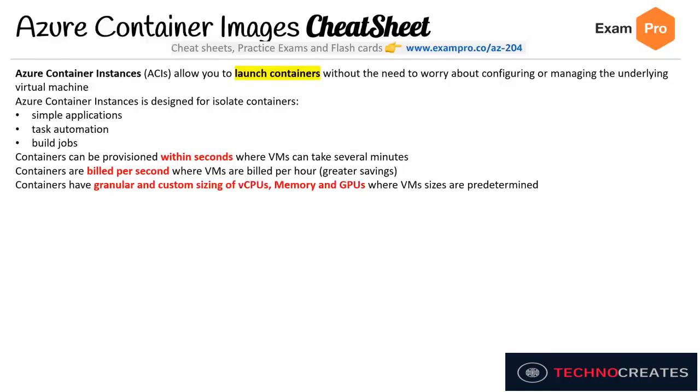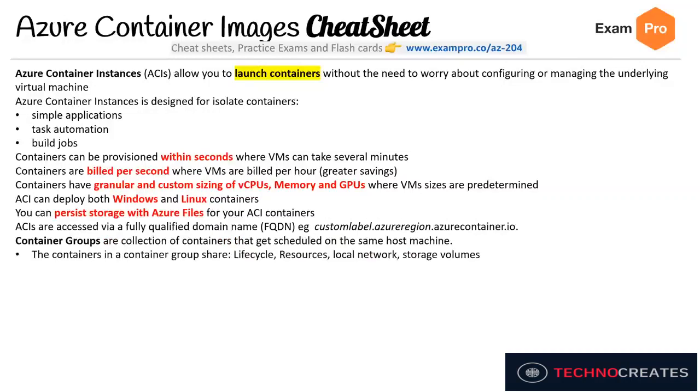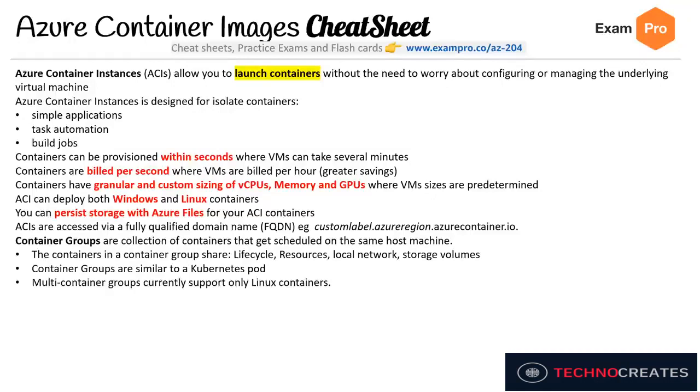Containers have granular and custom sizing of vCPU, memory and GPU, where VM sizes are predetermined. ACI can deploy both on Windows and Linux. You can persist storage with Azure Files. ACIs are accessed via fully qualified domain names, so it's just like a domain name. Then we have container groups. These are a collection of containers that get scheduled on the same host machine. The containers in a container group share lifecycle, resources, local network, and storage volumes. Container groups are similar to Kubernetes pods. Multi-container groups currently support only Linux containers.